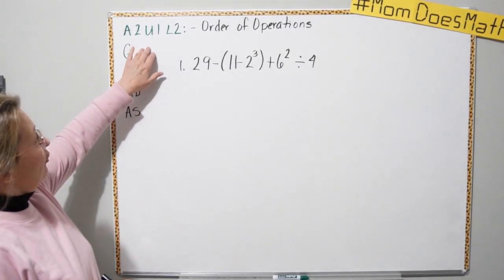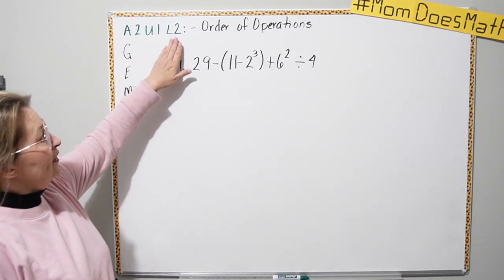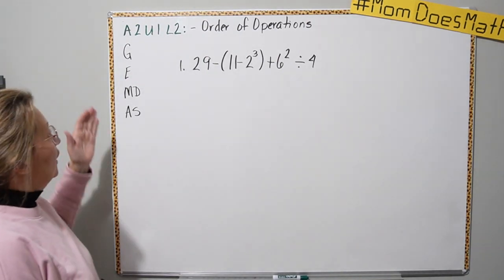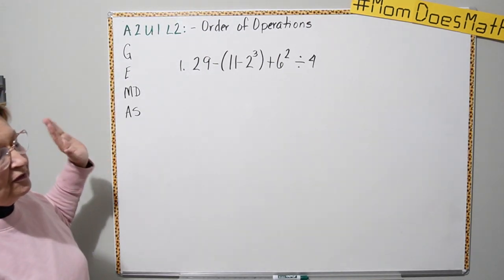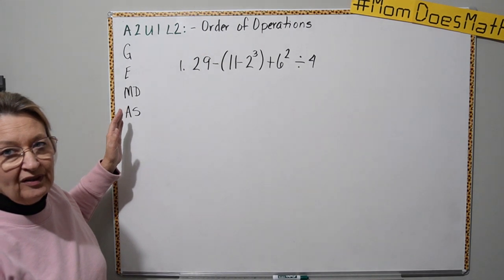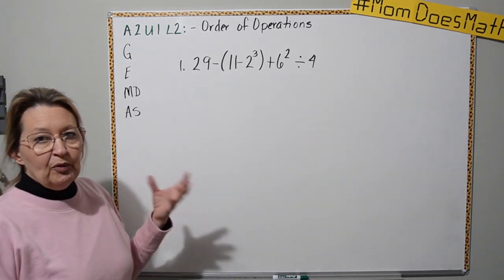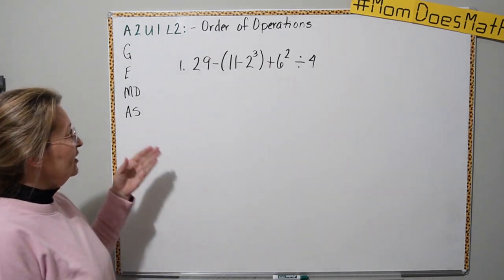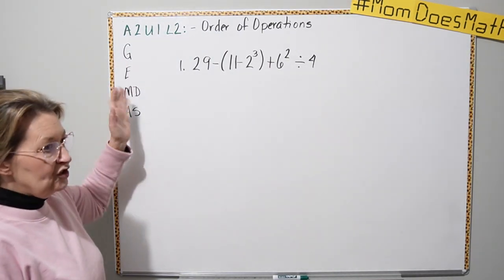Okay, so we are in A2 Unit 1, Lesson 2. We're going to review the order of operations. And most of the time, some of you learned it as PEMDAS, but we call it GEMDAS. Parentheses is a grouping symbol, but it's not the only grouping symbol. So that's why a lot of us have switched to GEMDAS.